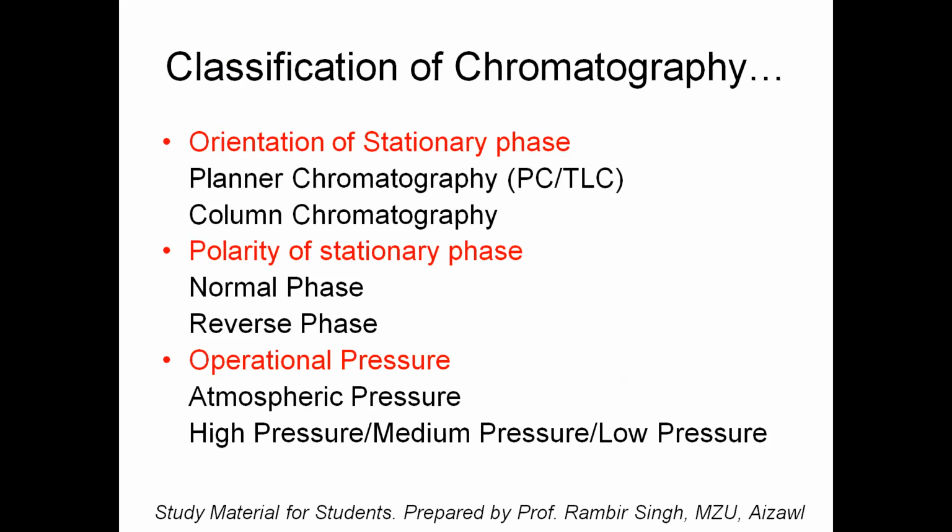There is another classification that is based on the orientation of the stationary phase. The stationary phase may either be applied on a plane, two-dimensional surface. If the stationary phase is applied on a plane two-dimensional surface, then it is called planar chromatography.